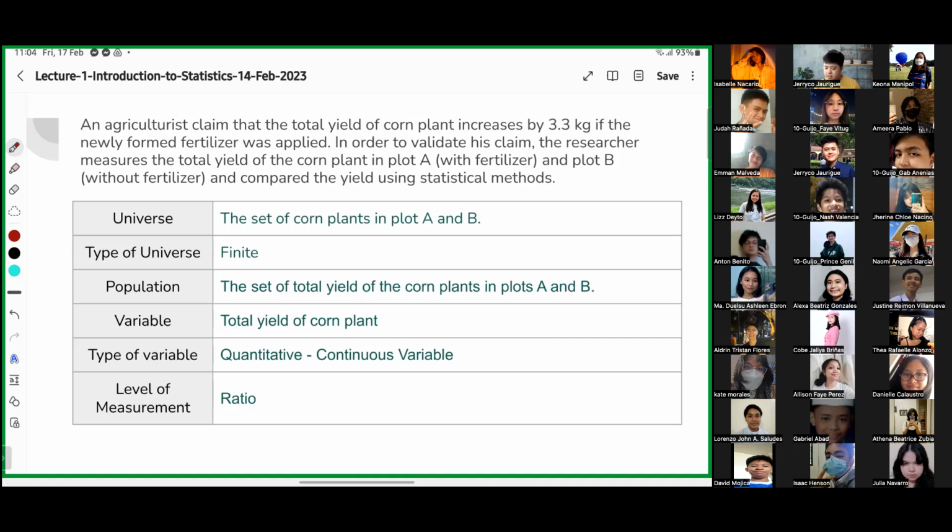And then, we are after the total yield of corn. That's the variable. So, yung population natin is just the set of total yield of corn plants in plot A and plot B. It's quantitative and it's continuous because these are measurements. And then, it's under ratio. Kasi weight ito. Or mass pala. Alright?